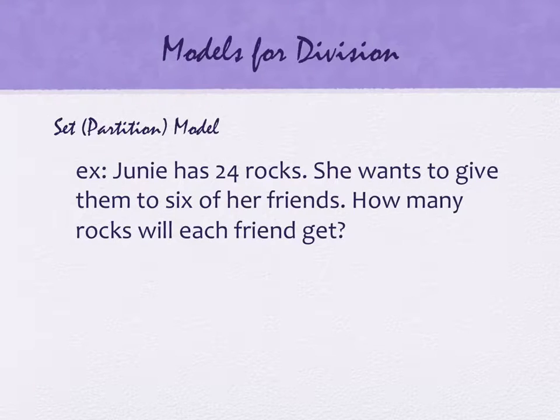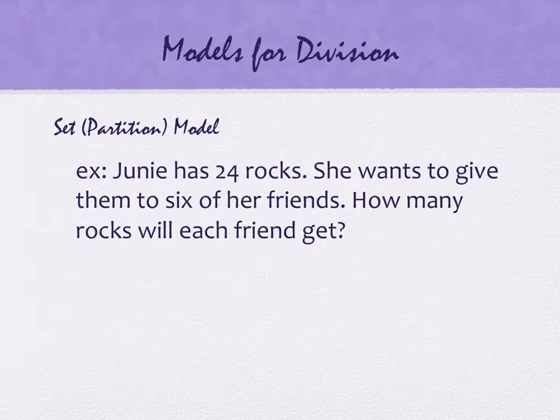So our first model of division is called the set partition model. So we've got Junie, and Junie has 24 rocks, and she wants to give them to 6 of her friends. How many rocks will each friend get? Literally what you would do if you were in Junie's case, and you didn't know how to do division, you'd have the people there, and you'd give them 1 rock each. And then you give them another rock each, and you keep going until all the rocks are gone. And if it was evenly divisible, everybody would have the same number of rocks at the end.